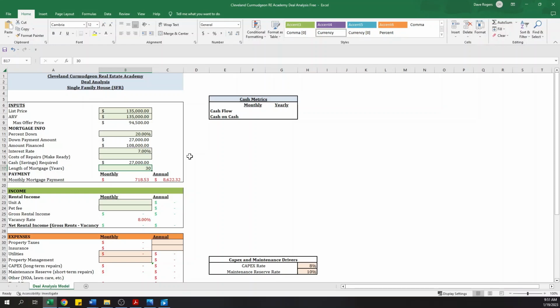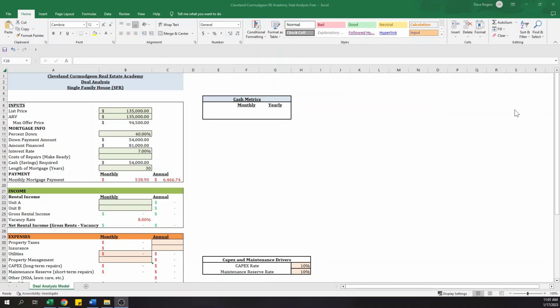That leaves us with length of mortgage. I typically use 30 years. You could do 15, and there are adjustable rate mortgages and other stuff like that too. But we'll use 30, and that spits out our monthly mortgage payment. So we're going to be at $718 or $8,600 a year. And this payment is just our interest and our principal that we're paying the bank. Your whole mortgage payment is also going to include property taxes and insurance, but we account for those things down here under expenses.